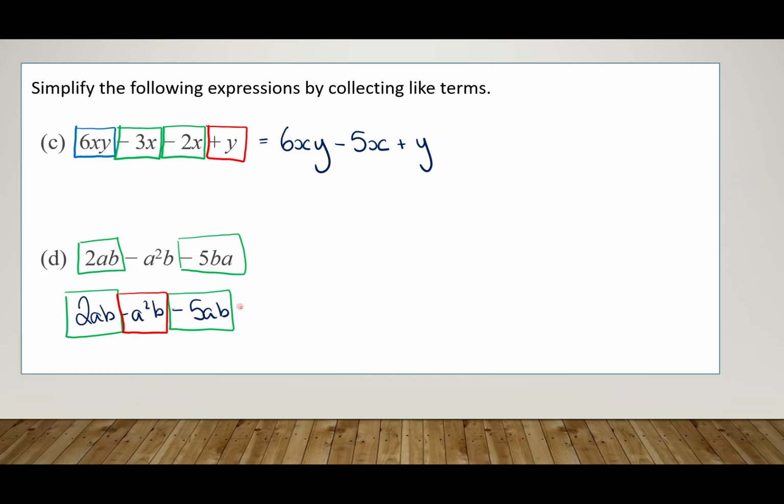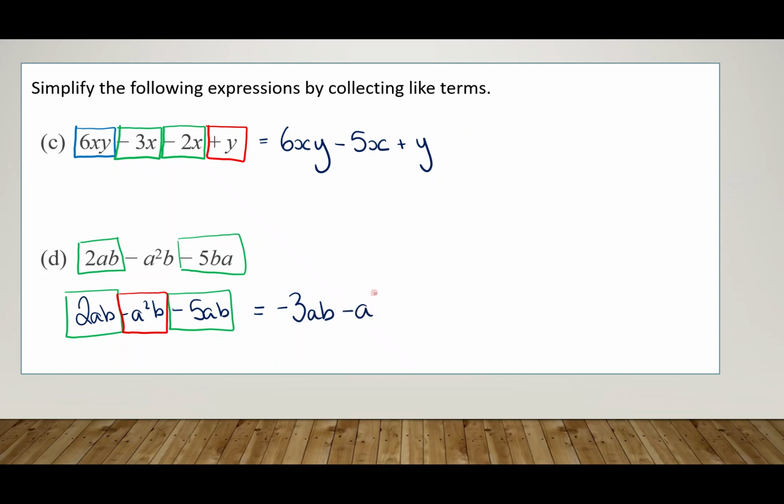So now we can simplify. Let's start with my abs. I've got 2ab minus 5ab. So the abs are going to stay the same, and it's the 2 and the minus 5 that we are looking at. Now 2 minus 5 is minus 3. So that's going to be a negative term, minus 3ab.